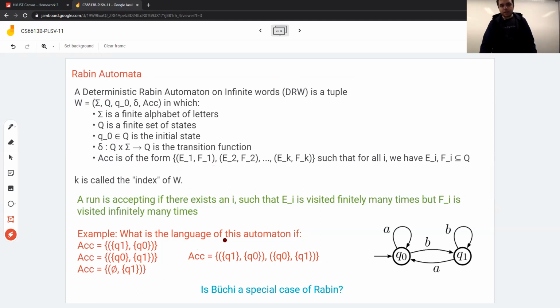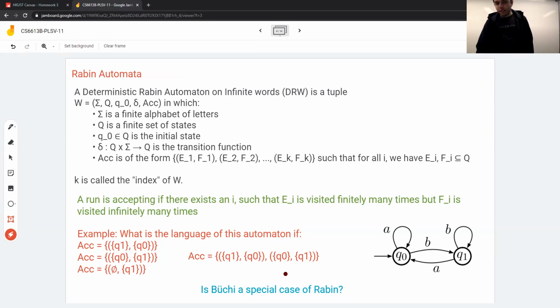Now, when is a run accepted? A run is accepted if there is one of these pairs, so if there is one I, such that EI is visited only finitely many times, but FI is visited infinitely many times. You can think of it like the sets on the left, the EIs, are undesirable, and the sets on the right, the FIs, are desirable. We want to make sure that there is at least one index where we visit the undesirable ones only finitely many times, but we see the desirable ones infinitely many times.